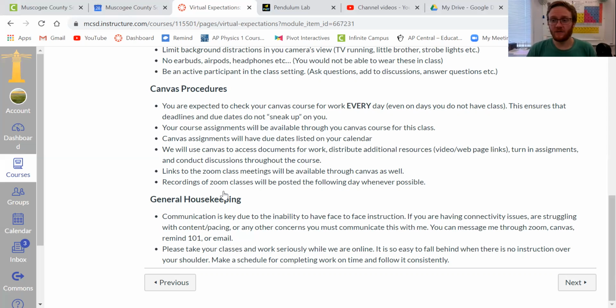This means that there's a large internet load on the student, and if they're ever having issues with their Wi-Fi, that connectivity issue, I'm asking that they contact me so that we can work together to try to resolve those issues. Again, these Zoom recordings for instructional purposes are posted by the next day whenever possible.